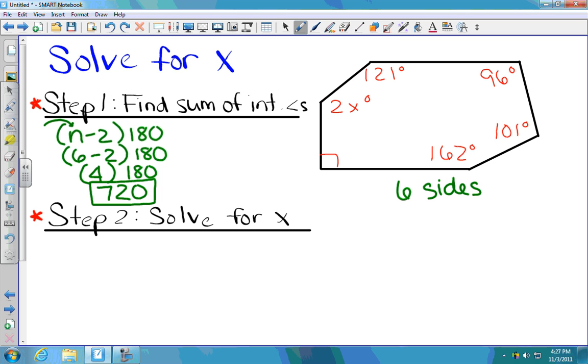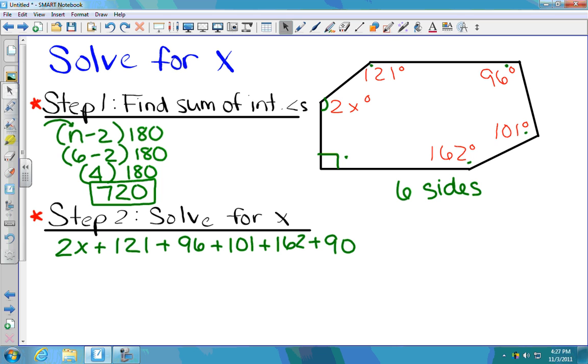So to do that, I take every single one of these angles, and I'm going to add them up. So I have 2x, and then I have 121, plus 96, 101, 162, and I have that square right here, which represents 90 degrees. Okay? Since I have 6 sides, I should have 6 angles written down here. So I have 1, 2, 3, 4, 5, 6. So we know that we're correct.